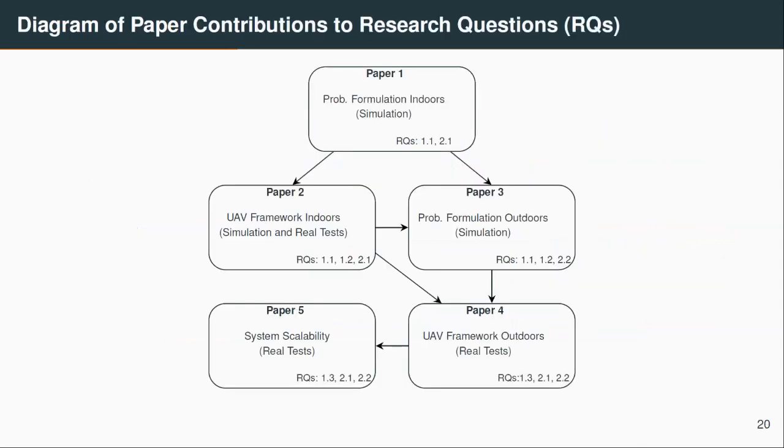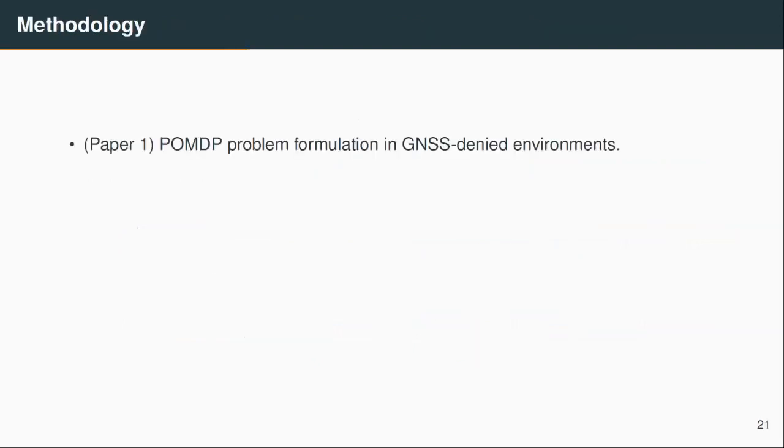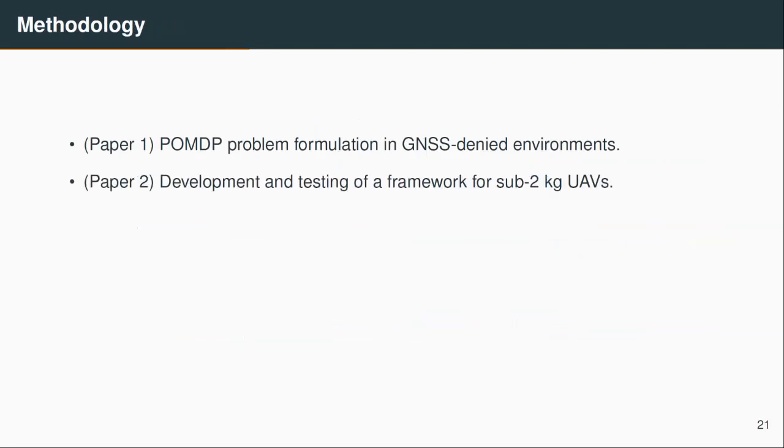This thesis is a thesis by published papers. As a result, what you can observe in the diagram is the contribution of each paper to the research questions that I just mentioned to you. These papers also represent an overview of the methodology of my research. In my first paper, we formulated the POMDP problem for navigation in GPS-denied environments. In the second paper, we developed and tested our framework to implement that formulated problem for sub-2 kilogram UAVs.